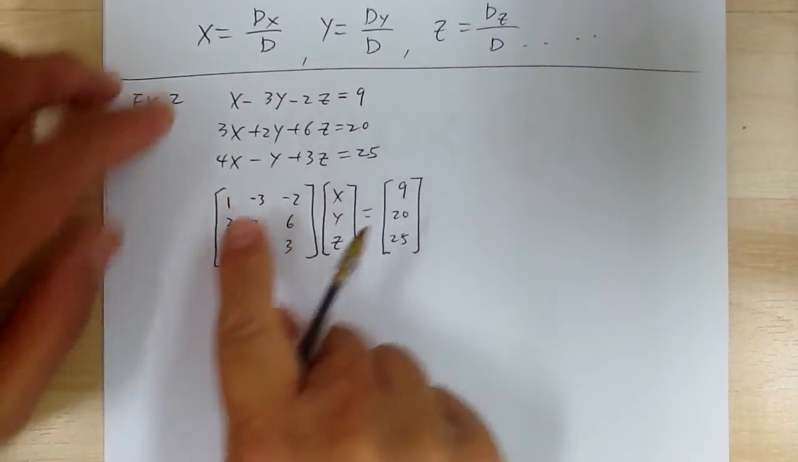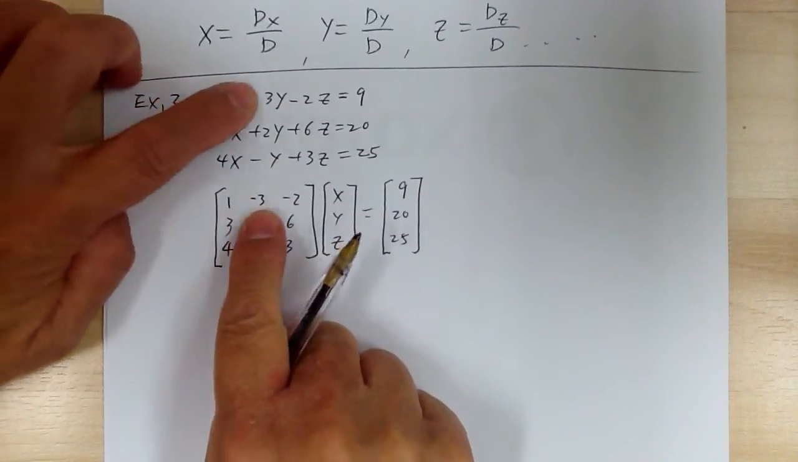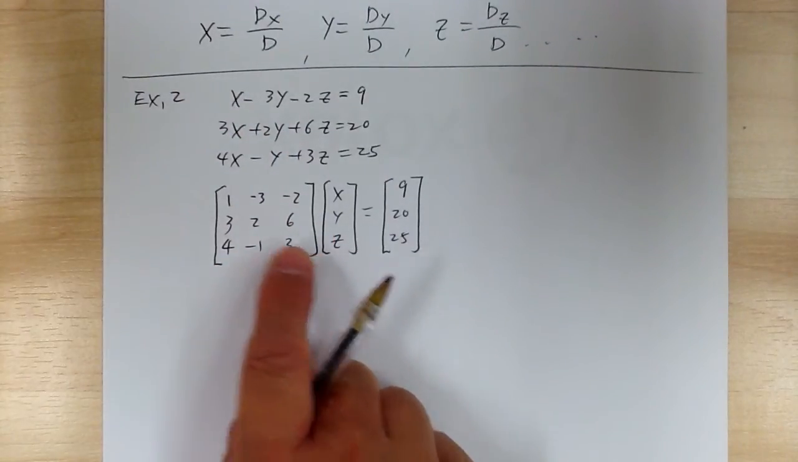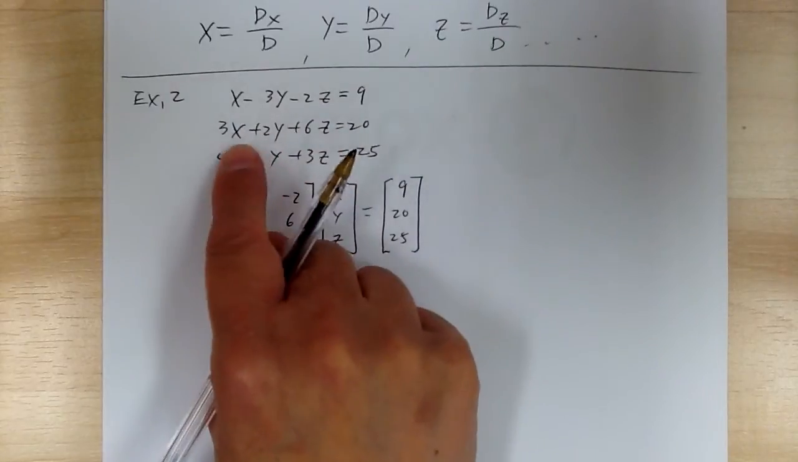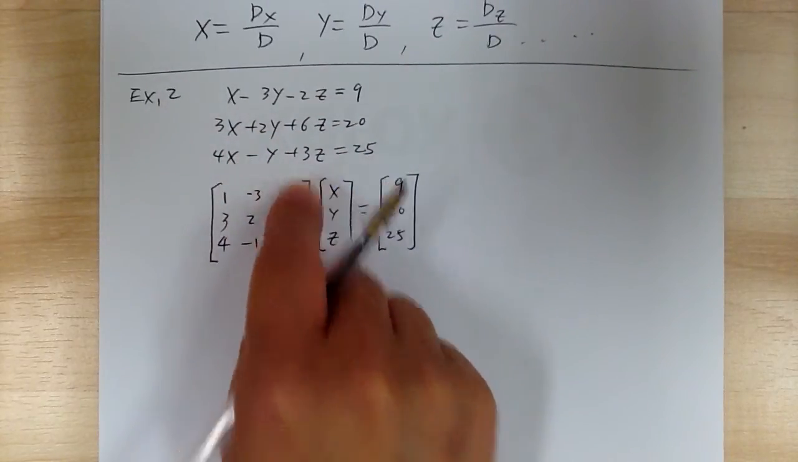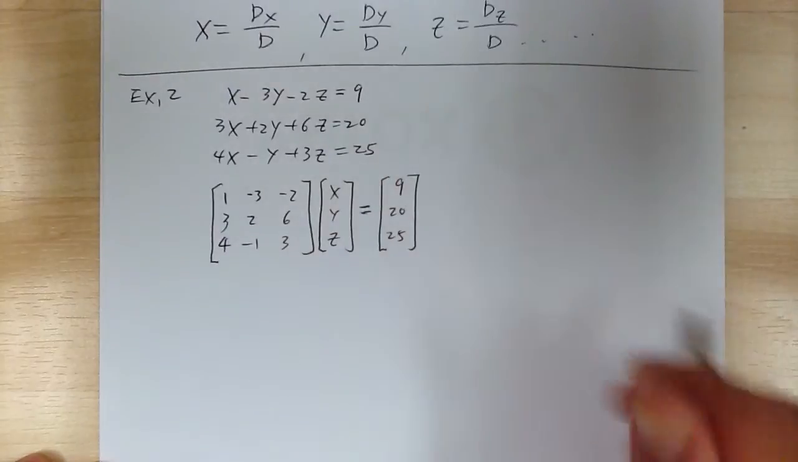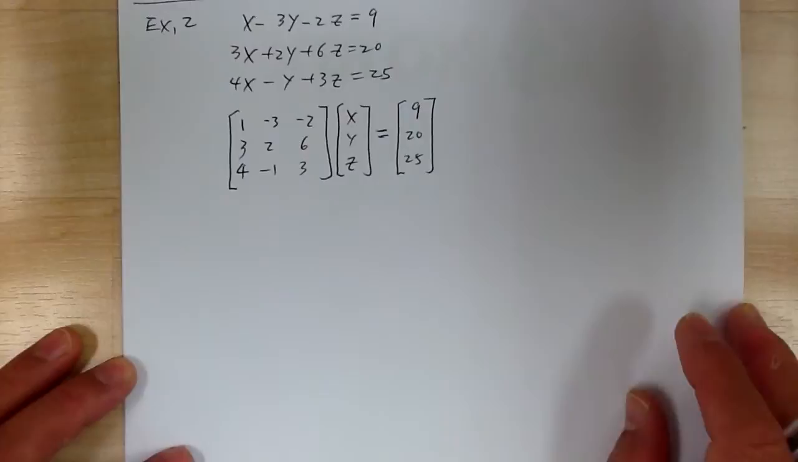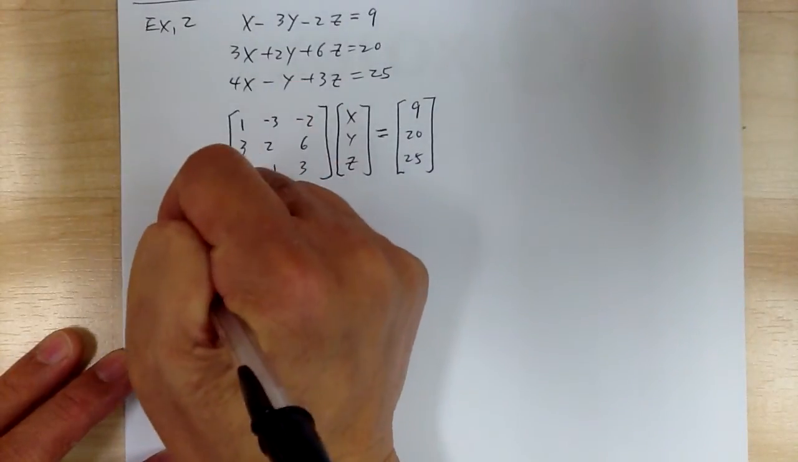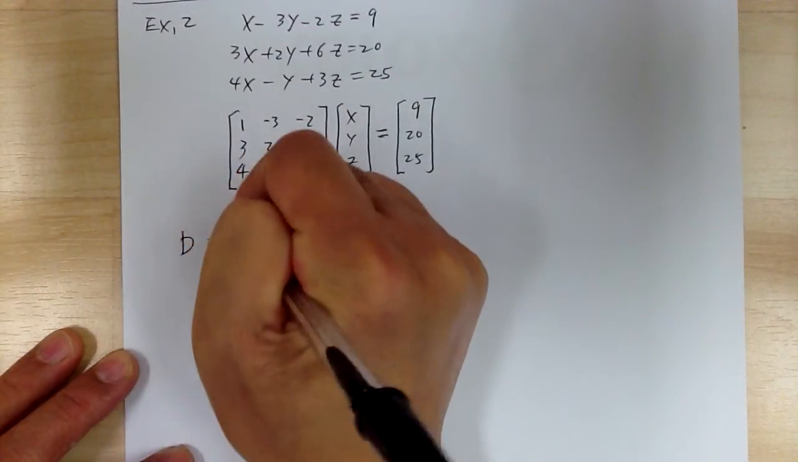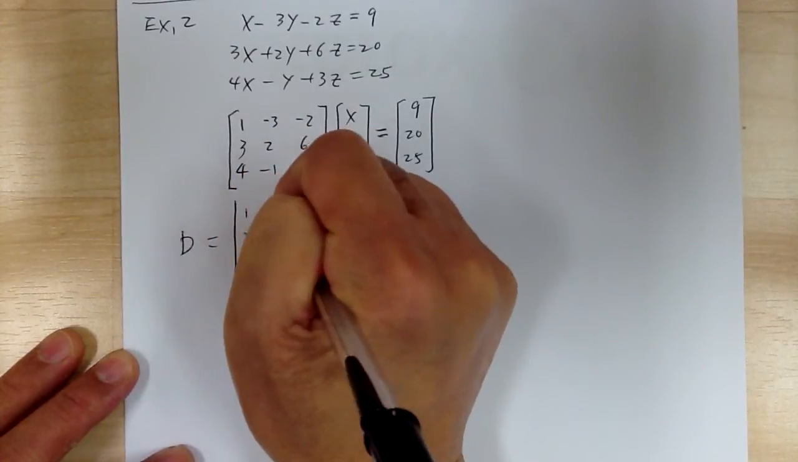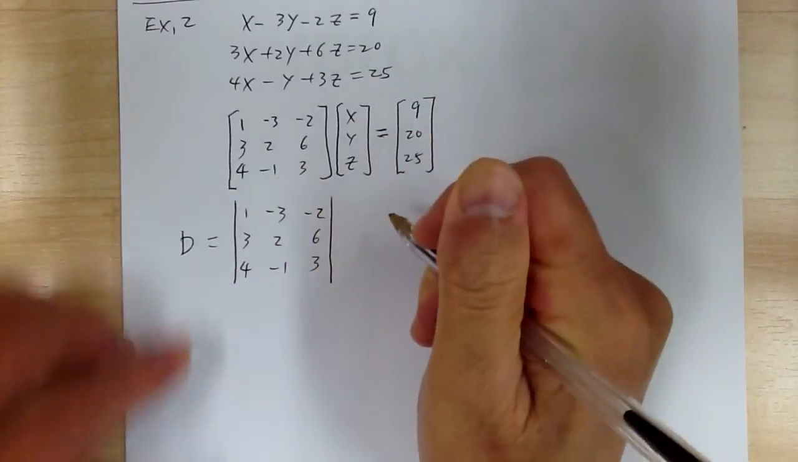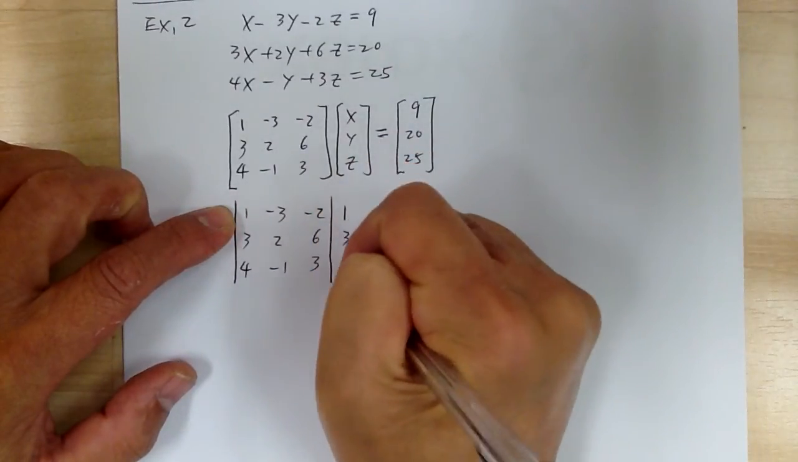Again, double check your coefficients and make sure you do it correctly. Let me double check that I copied it correctly. After you write your matrix, the next thing you need to do is find D. D is your determinant. So D is equal to 1, 3, 4, negative 3, 2, negative 1, negative 2, 6, 3, and you have to copy the first 2 columns.